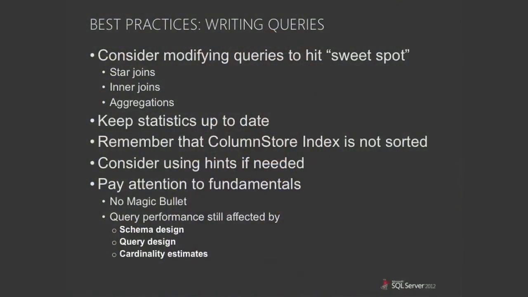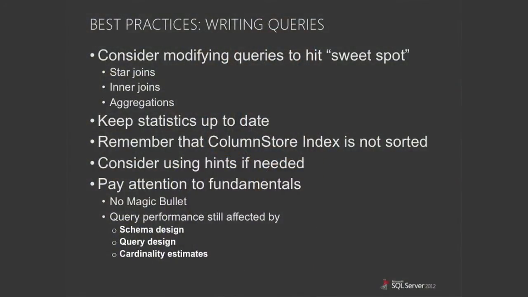Another thing you can do to speed up your queries is to consider modifying them to hit the sweet spot for the ColumnStore index. As I mentioned, it was designed particularly to work well with queries that fit a star join pattern, and also to work with inner joins and aggregations. And what you'll see is if you have an outer join in your query, that outer join, although it can use the ColumnStore index, it won't use that batch mode processing. So if you don't really need an outer join, if you can change it to an inner join, you'll see it run a bit faster.